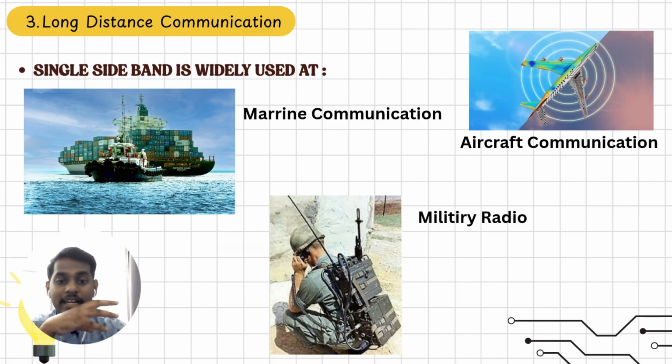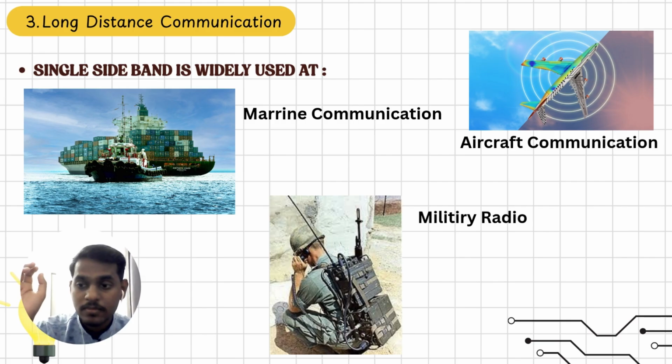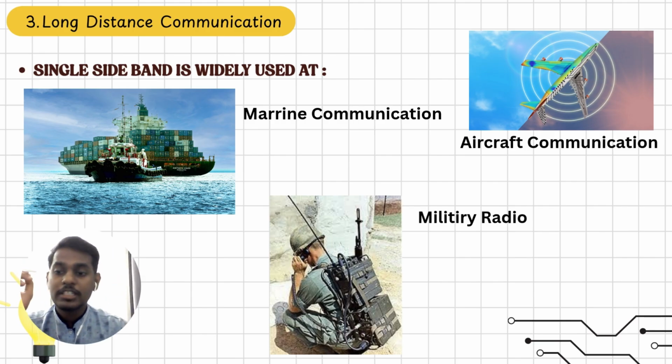So this one is our long distance communication, the next advantage of this. You can see single sideband is used for military radio, aircraft communication, and marine communication. Why are we using it in aircraft? During the flight, the aeroplane wants to contact the air traffic controller for radar issues. When they want to speak to the air traffic controller, who is thousands of miles away, they use single sideband. That is where they use this one.